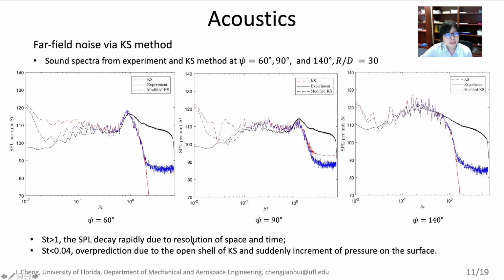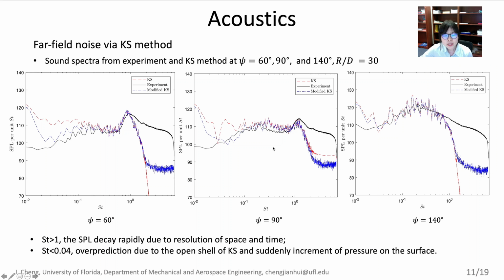Firstly, we verify the far-field noise with the CHAOS method. These three figures show the sound spectra from experiment and the CHAOS method at one upstream direction, 60 degrees, sideline direction, 90 degrees, and downstream direction, 140 degrees, at x/D equals 30.